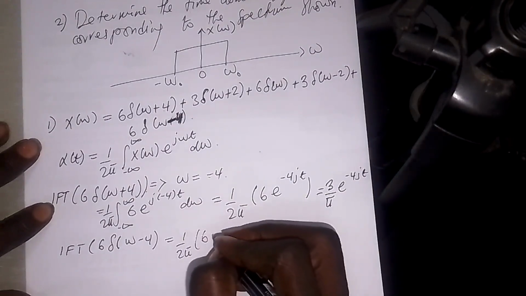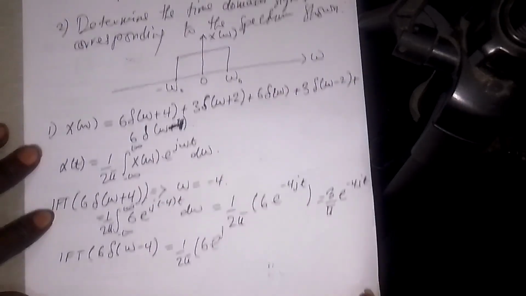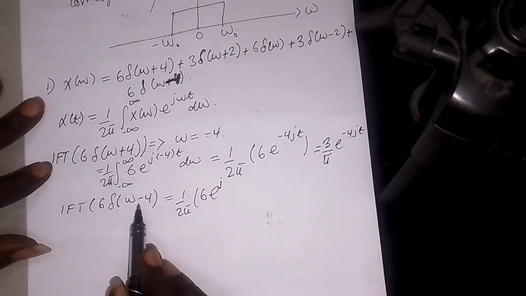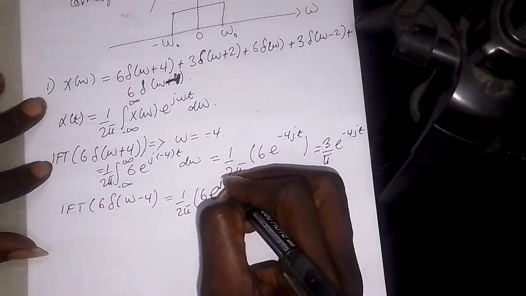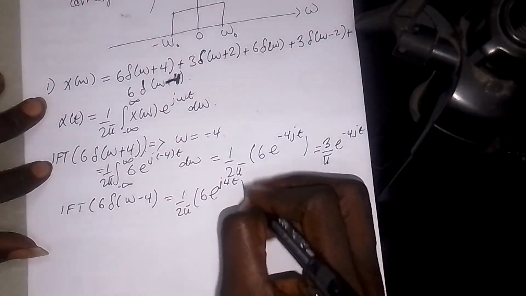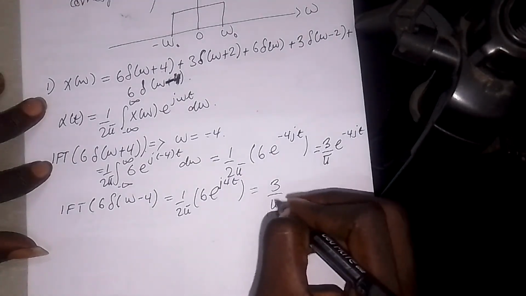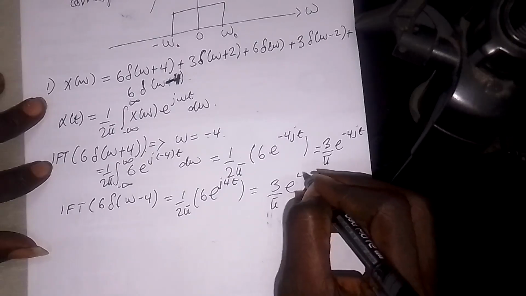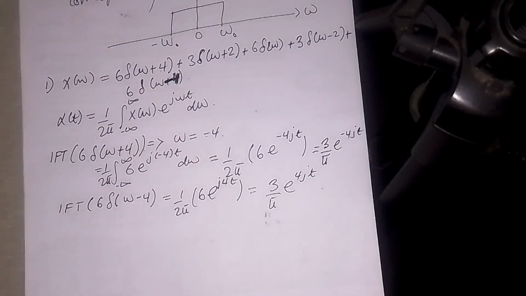Into 6 exponent what? E, okay, EG. But here, omega is occurring at what? Positive 4. Okay, because omega is equal to positive 4 here. Okay, 4 what? T. So this one is equal to 3 on pi into e to the 4jt. Okay, so that is what you're going to get for it.